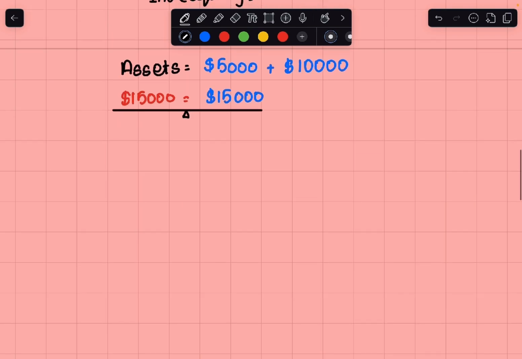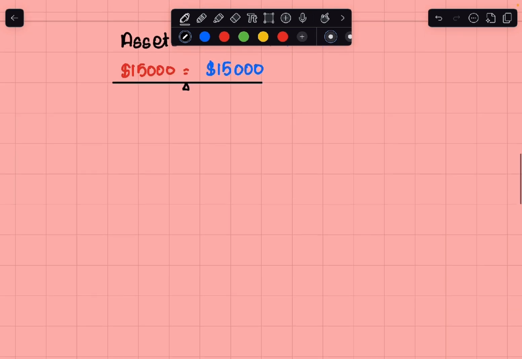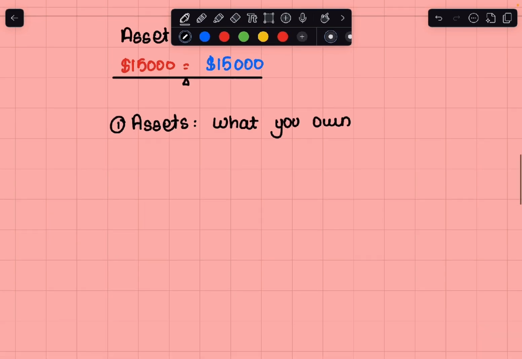Now, let's just define these three basic pillars which we have been talking about. First of all, a quick revision. Assets is whatever you own in a business or personally as well. This can be a car, your inventory, your laptop, your cash, anything. And then come your liabilities. Liabilities are anything that you owe. Now, you can owe some loans, you can owe some unpaid bills, any debt which you are in, whatever money you need to give back to someone.